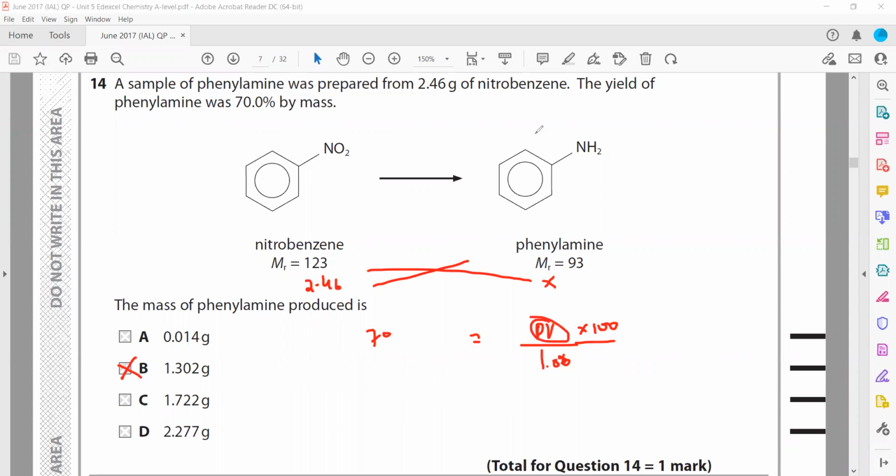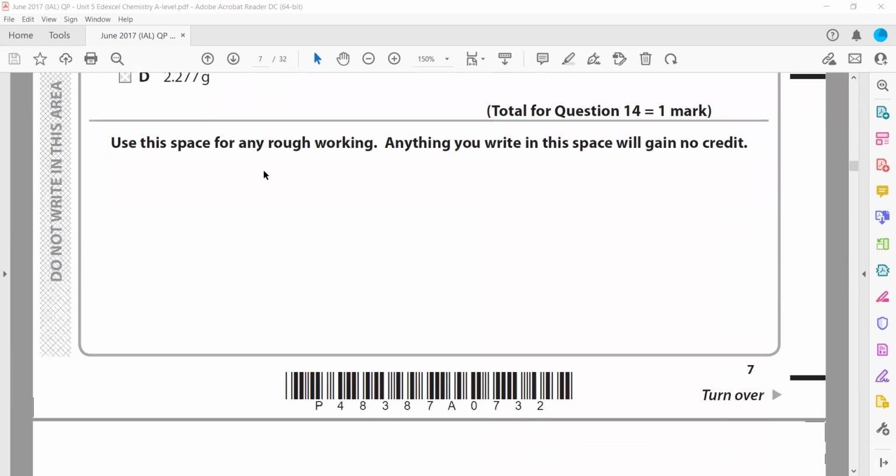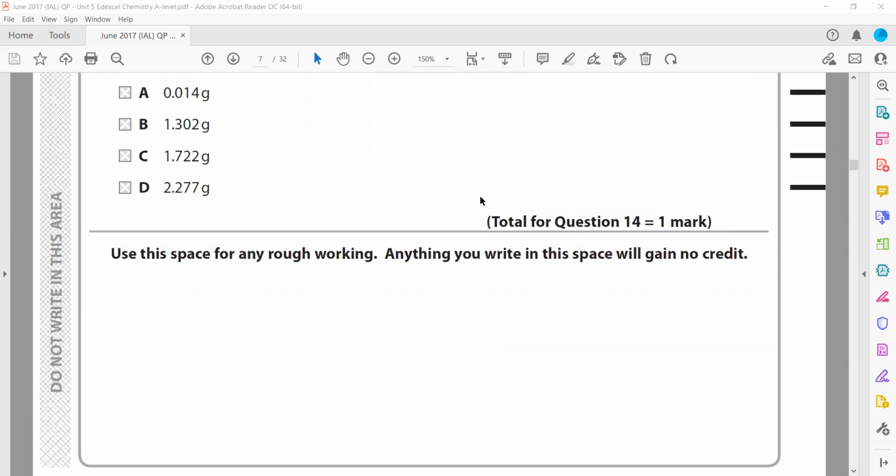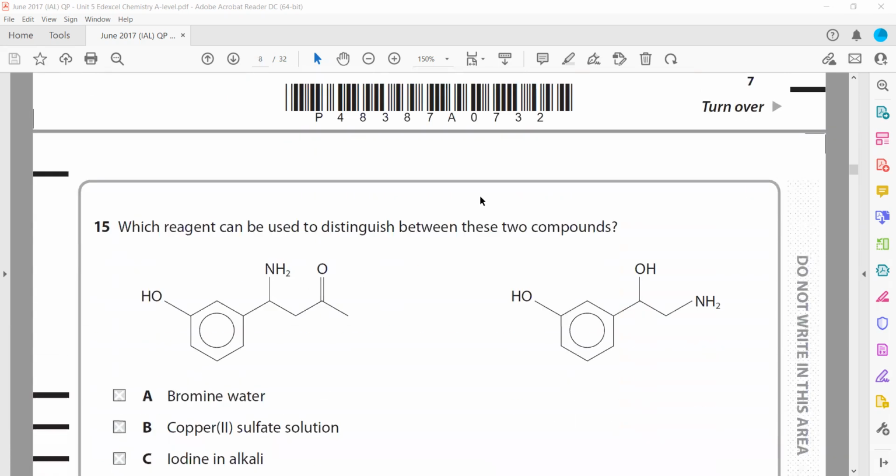So this is the practical value. Theoretically, we worked out that it is 1.86. Practically there is a 70% yield, so it is 70%. It will be 1.302 of the reactant that will be there. Yeah, for a moles question, we always use the ratio.